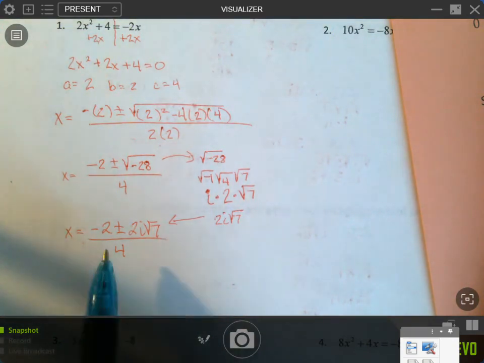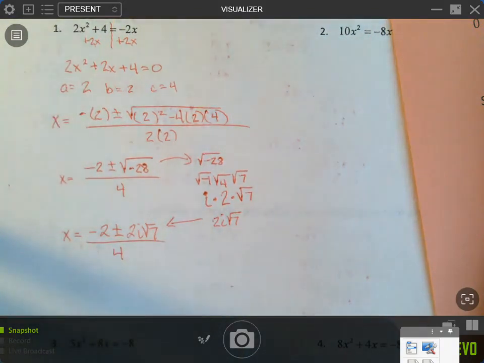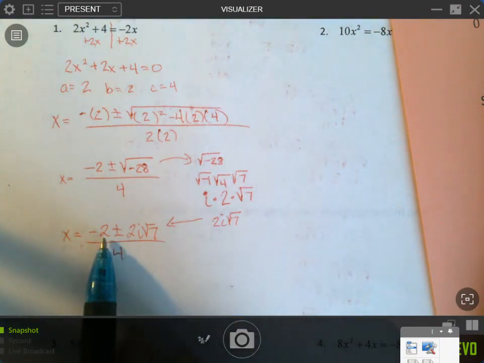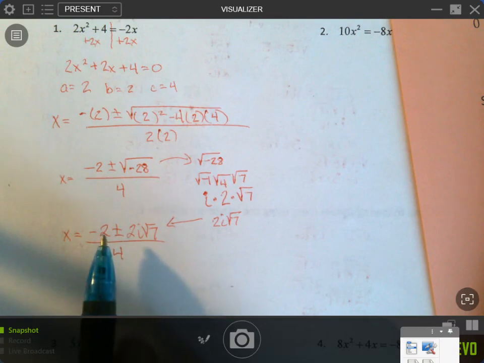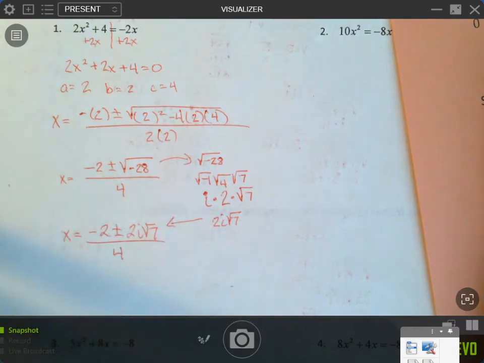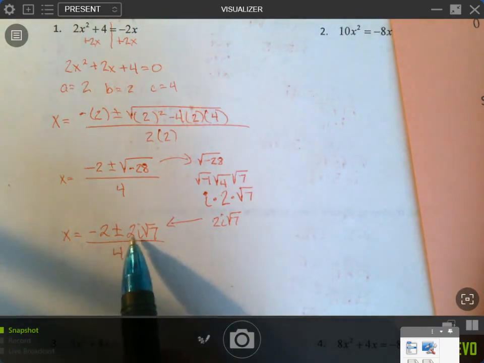Do you see the 3 terms? And this is what makes the online program Delta Math a little bit harder. It's not going to accept this answer because it's not simplified. So do you see the 3 terms here? The negative 2, 2i square root of 7, and the 4. What do they all divide by? What's a common factor of all of them? 2. I have to be able to take it out of all the pieces.